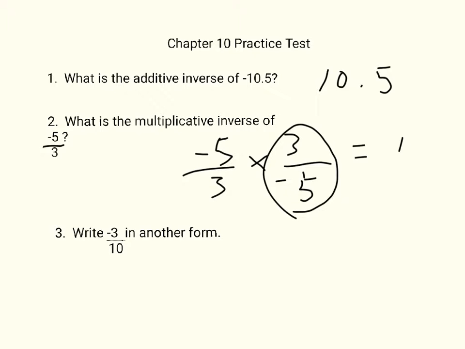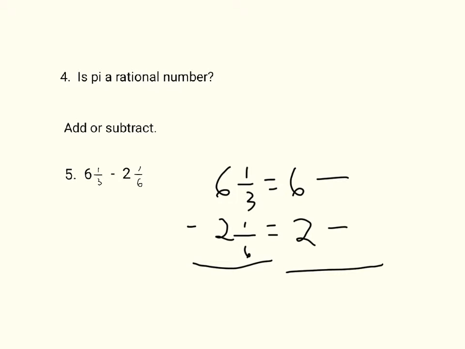Number 3, write negative 3/10 in another form. This is sort of a veiled way of getting at, do you think about decimals as another form of a number? So that's what I'm looking for there, negative 3/10. Is pi a rational number? Rational numbers, when you write them as a decimal, either terminate, that is, they stop, or they go on with some predictable pattern. And pi is often memorized as 3.14, but it keeps going 159, and it goes on and on forever with no pattern. So pi is an irrational number. It is not a rational number, so this would be no.